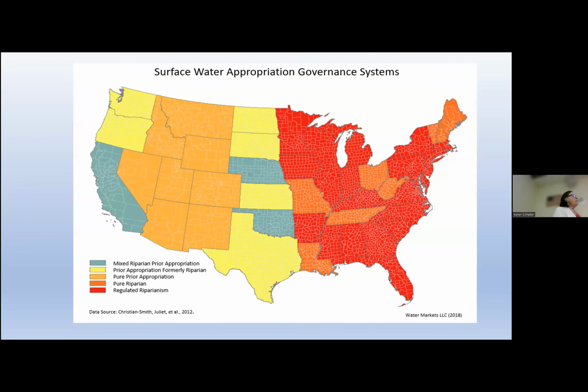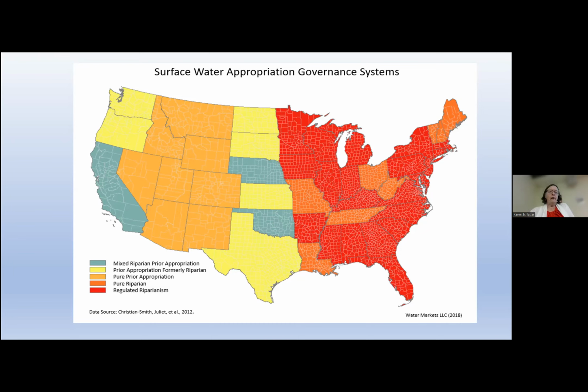So I found this map, and I thought it was interesting. If you look at the United States, all those in red and orange, east of the 100th meridian, are riparian states. They use the riparian doctrine, sharing in shortages, and most of them now require permits. West of the 100th meridian were mostly prior appropriation states.